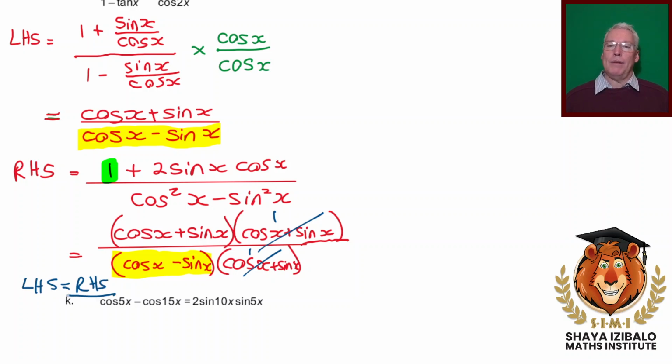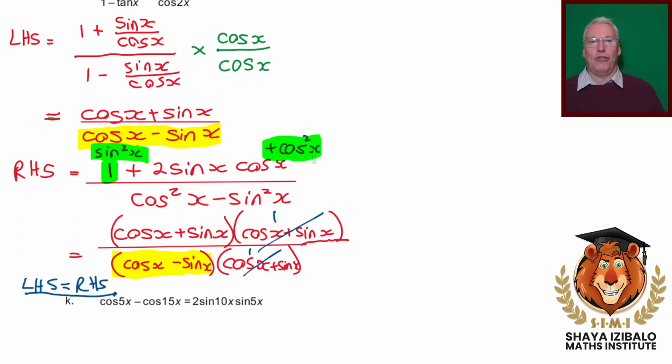Okay, just to emphasize what we actually did there, we thought of this one as a sine squared x plus a cos squared x. Okay, so that one, which I've written with green and highlighted in green, is actually the same as that stuff. Okay, quite a tricky one.